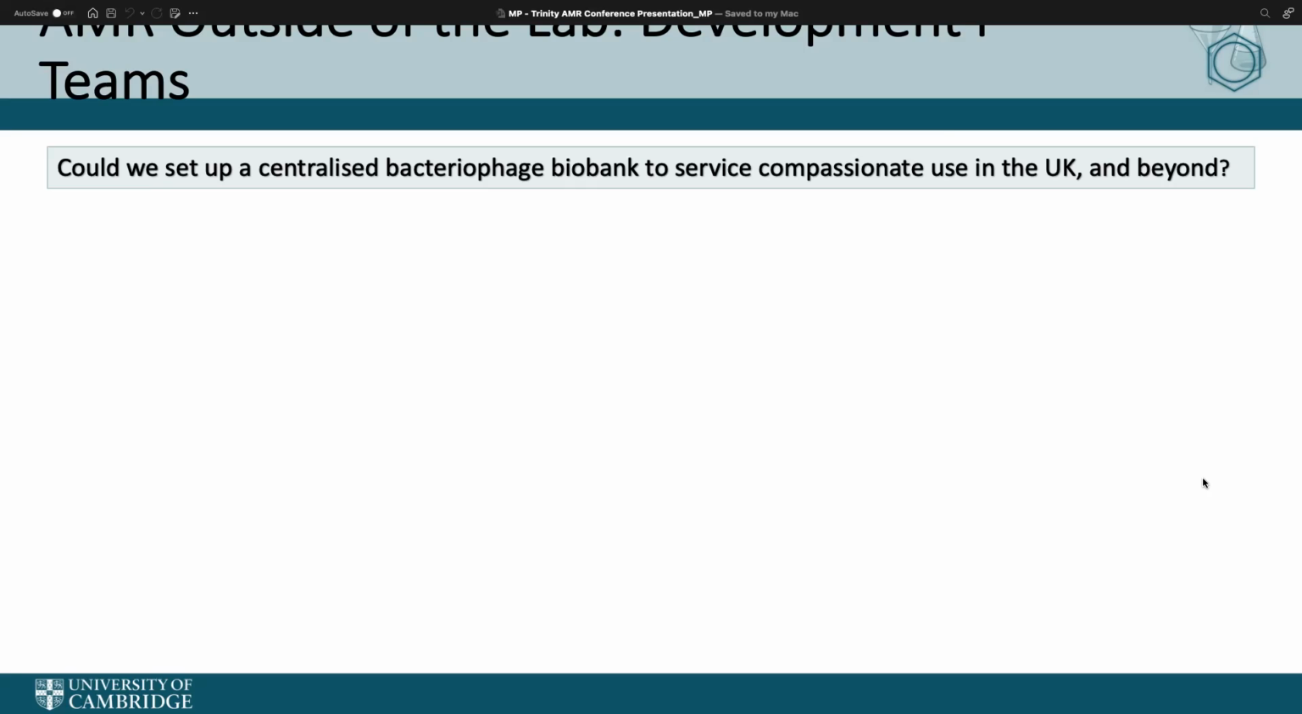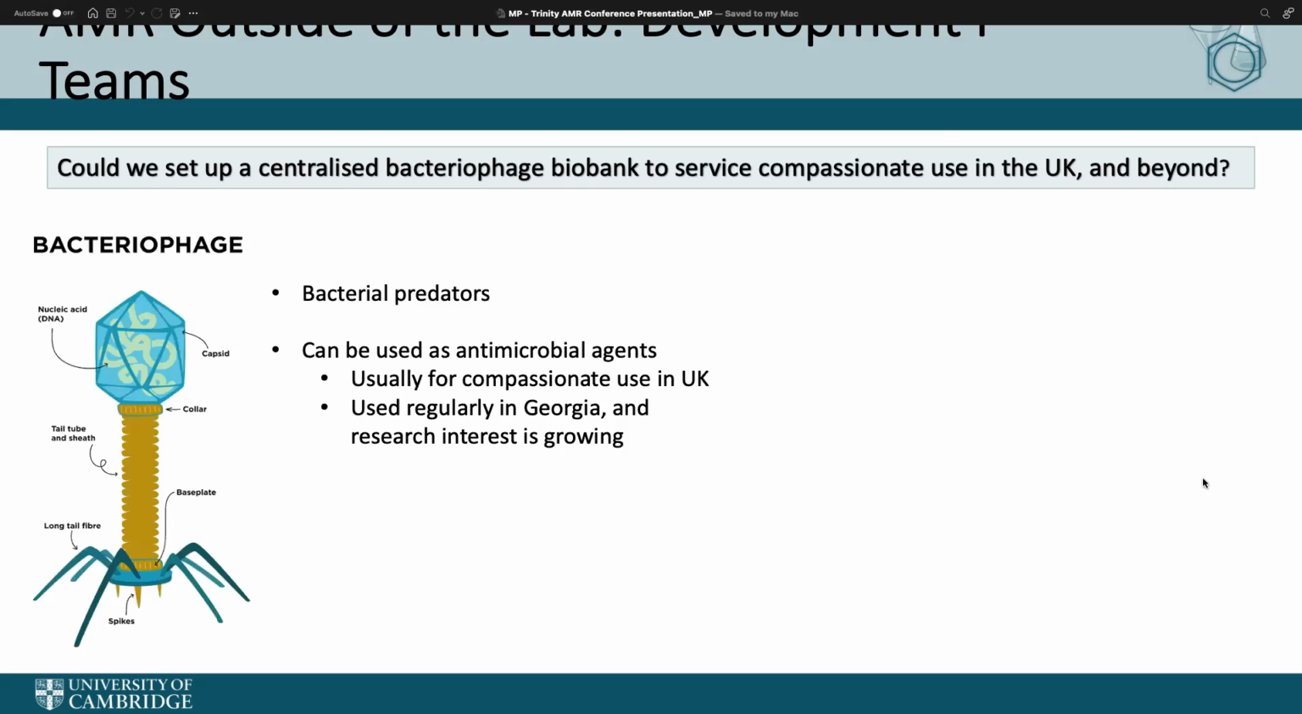Essentially, Development I-Teams is a program to give students at the university the opportunity to help with an innovation that's proposed by someone, and that's ours. And this started because bacteriophages are natural bacterial predators that exist in nature and can be used to treat bacteria and used as antimicrobial agents. In the UK, they're usually used as a last resort for compassionate use. But in other countries, such as Georgia particularly, they're used quite regularly. And there's growing research interest in their use, particularly in the US.